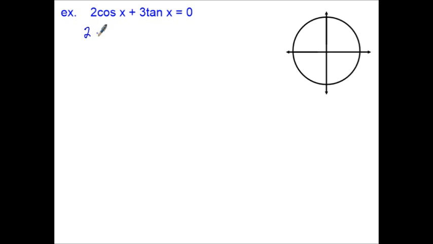So again, let's just start playing. 2 cosine plus 3, well, tangent I can turn into sine over cosine. So let's do that. Sine over cosine. Alrighty. Well, hey, that's got a fraction in it now. So let's get rid of that fraction. We're going to multiply both sides by cosine.